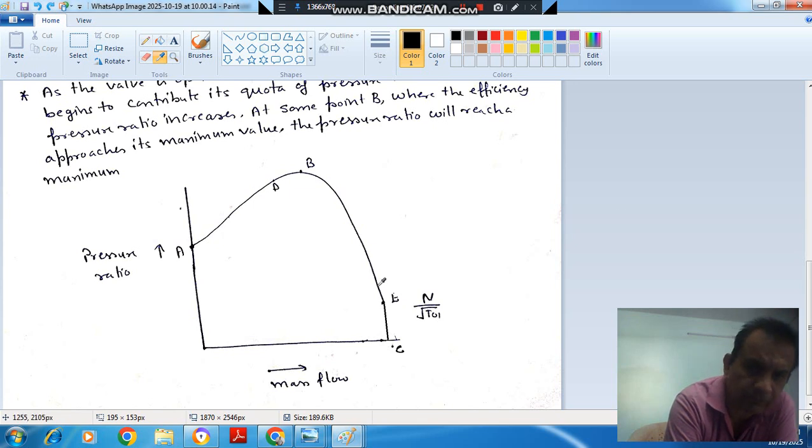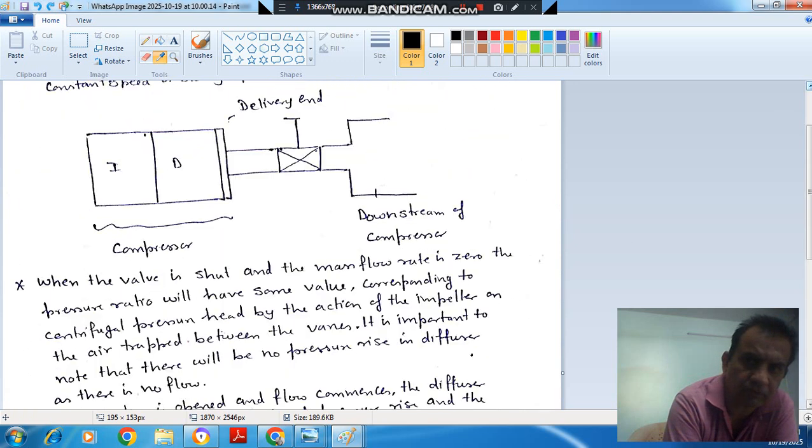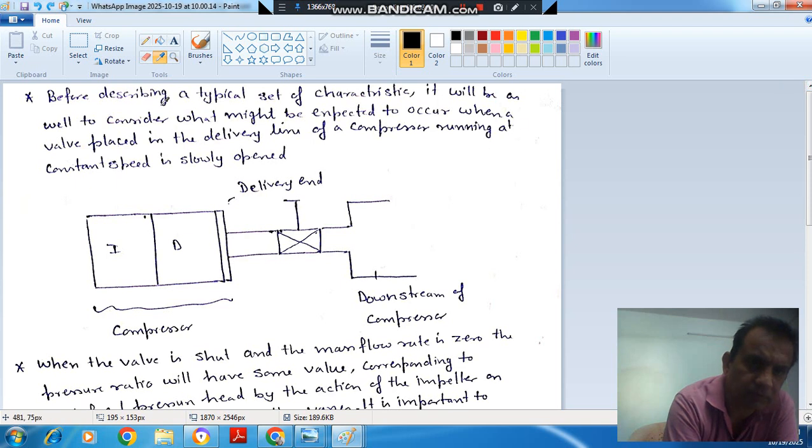So this is for a particular speed, that is N/√T01. I will read this out. Before describing a typical set of characteristics, it will be as well to consider what might be expected to occur when a valve placed in the delivery line of a compressor running at constant speed is slowly opened. So this is your valve, this is your delivery, and this is the downstream of the compressor.